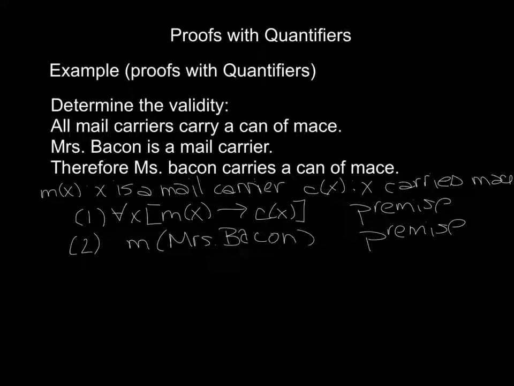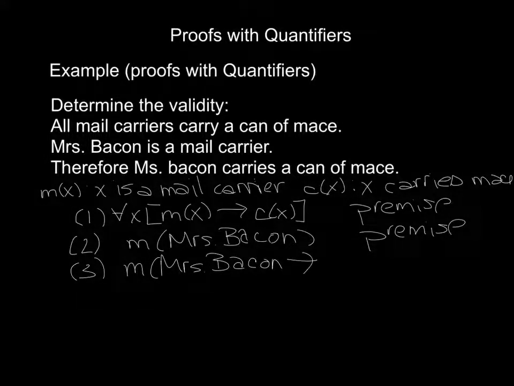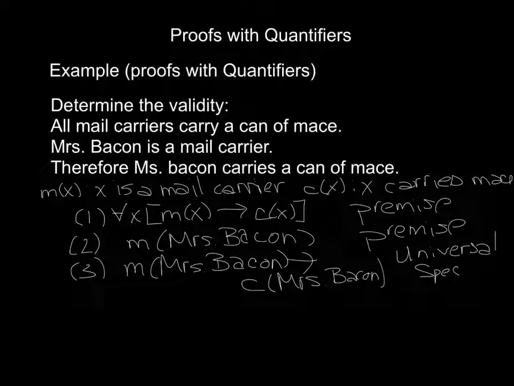If you recall from our last slide, we had the rule of universal specification, which would let us take these kind of universal statements, the for all statements, and then would allow us to substitute in a specific example. So that's what we're going to do with our third step. In particular, we're going to substitute Mrs. Bacon. So what we get is Mrs. Bacon, a mail carrier, implies Mrs. Bacon carries mace. And again, we're using universal specification. Again, we just plugged in a specific value for x.